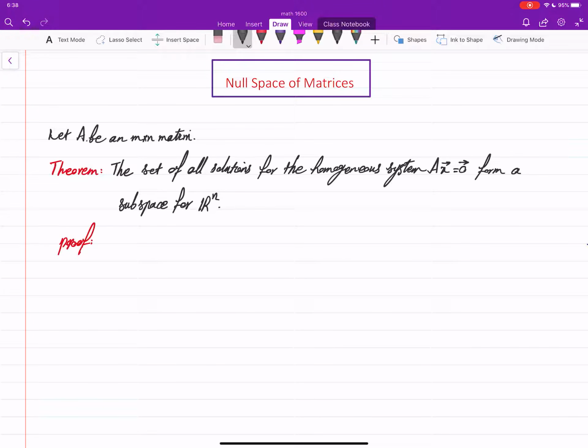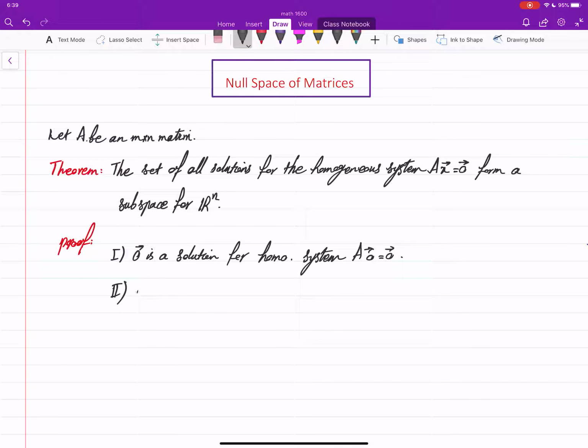what we need to show first is that 0 is a solution. But we know this is always true for all homogeneous systems. So 0 will be in that set. That's the first condition. The second thing is that we need to show that this is closed under addition.